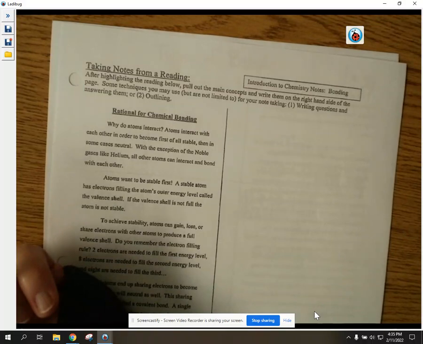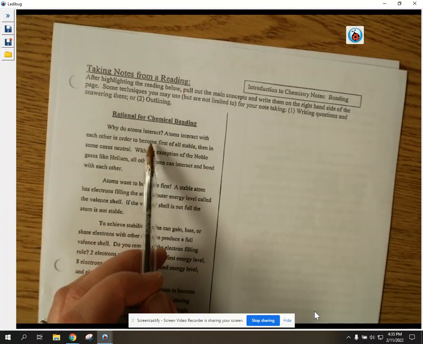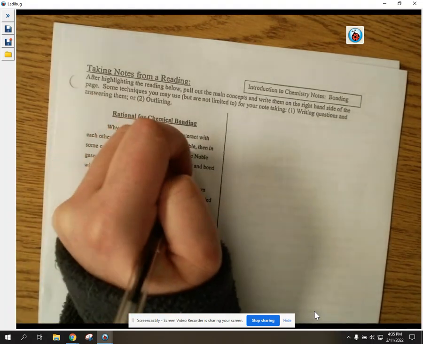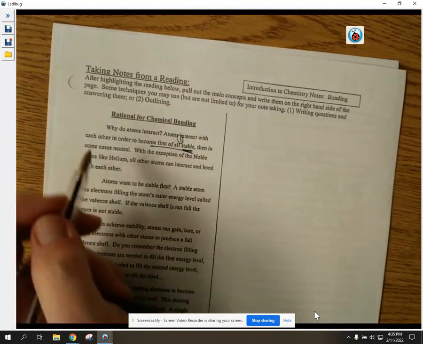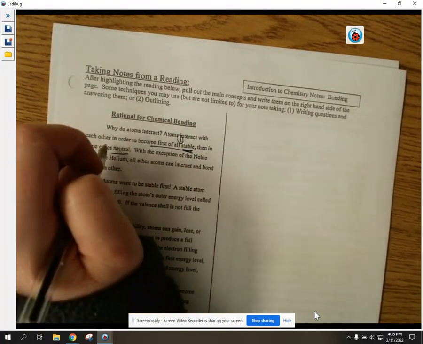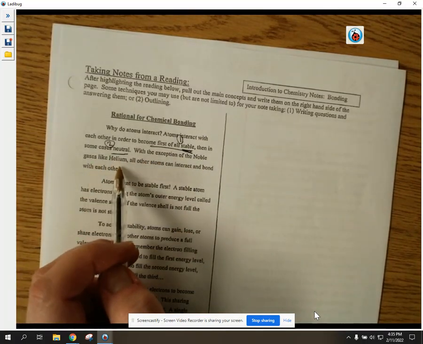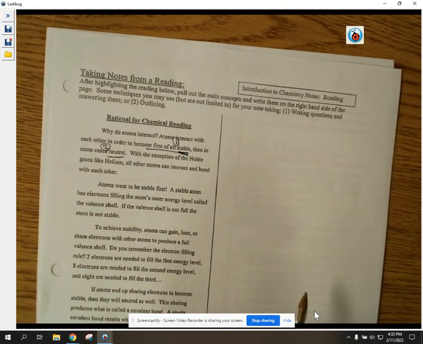Okay, so I'm just going to get us started. It says here, why do atoms interact? Atoms interact with each other in order to become, first of all, stable. Okay, so their first goal is stability. And then, in some cases, neutral. Okay, with the exception of the noble gases like helium, all other atoms can interact and bond with each other.